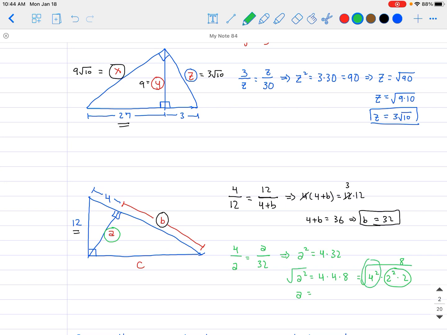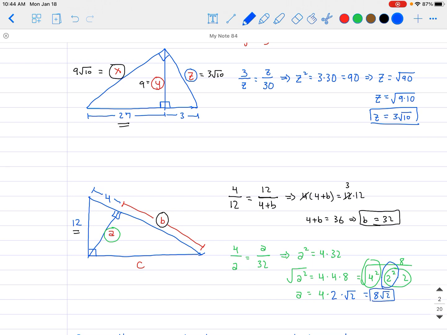The square root of 4 squared, well, that becomes a 4. The square root of 2 squared, well, that becomes a 2. And then finally, we have a root 2. So that means that a is going to be equal to 8 root 2 then.